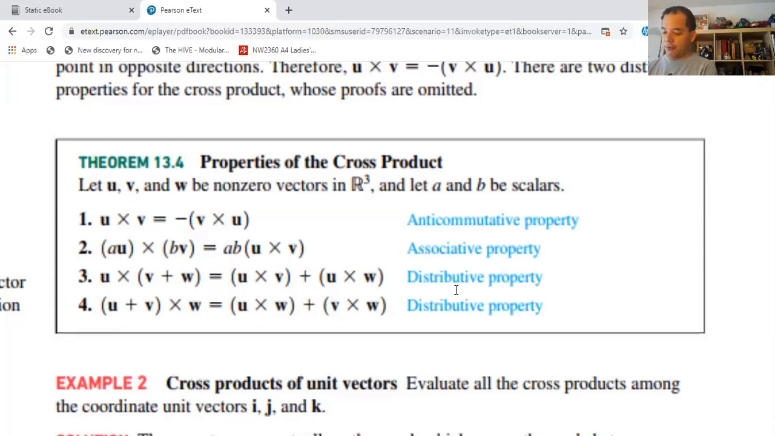So for this example number 2, we want to do the cross product among the coordinate unit vectors i, j, and k. Now remember that these vectors i, j, and k are the ones that have 1 in the x coordinate, zeros in the others. j is the one that has 1 in the y coordinate and 0 in the others, and k is the one that has 1 in the z coordinate and 0 in the others. All right, so I'll show a picture in just a moment.